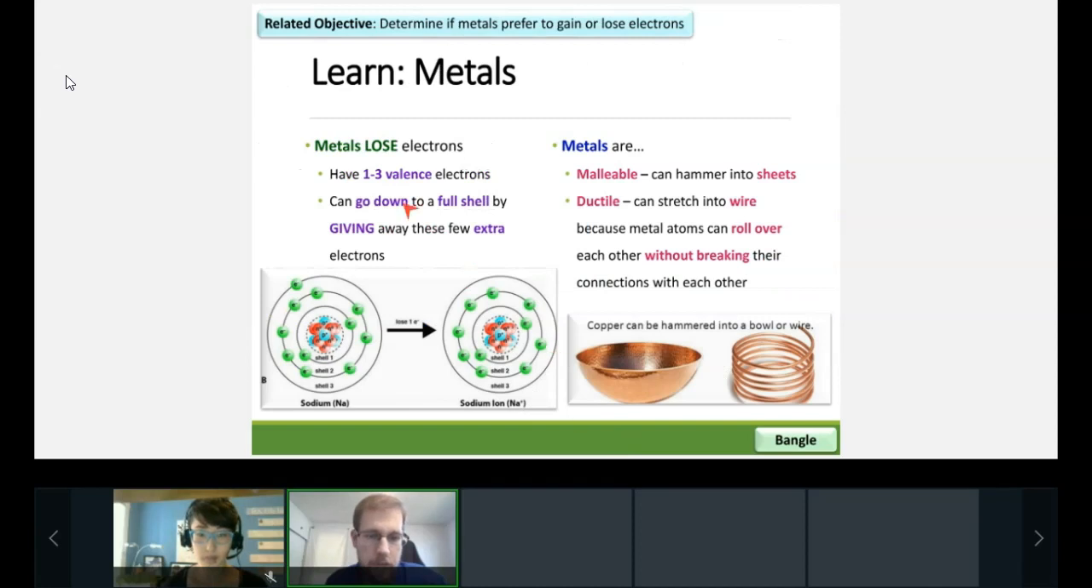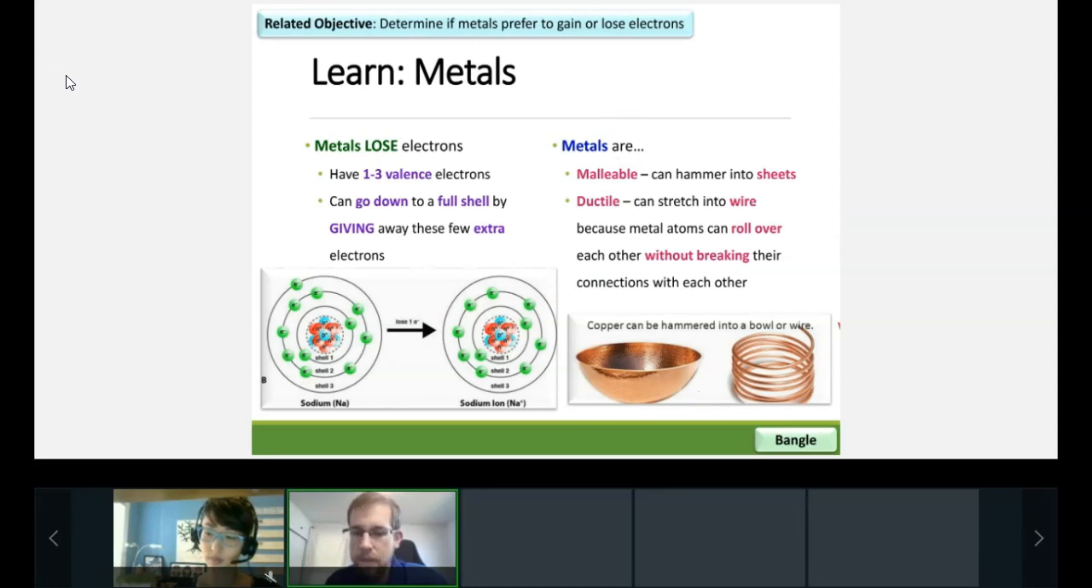So let's move on from there. And moving forward from that, remember, we have a couple of properties about metals that we need to discuss. Firstly, if a metal has 1 to 3 valence electrons, then it can go down to a full shell by giving those few away, just like we did in the examples a couple slides before.